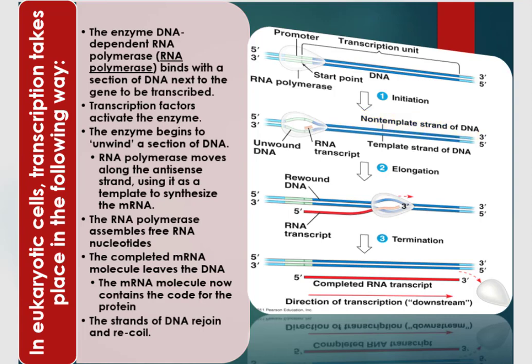RNA polymerase assembles free RNA nucleotides to make the RNA transcript. The completed mRNA molecule leaves the DNA. In this case, the mRNA molecule now contains the code for protein. Lastly, the strands of DNA rejoin and recoil.